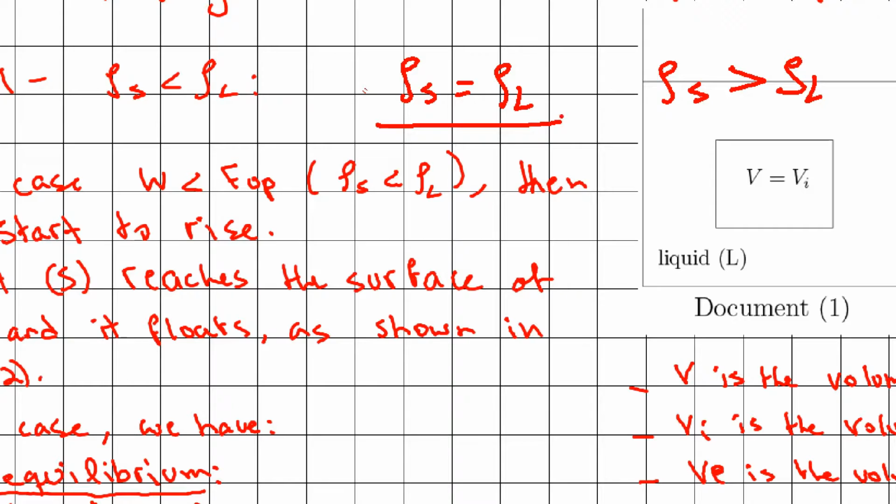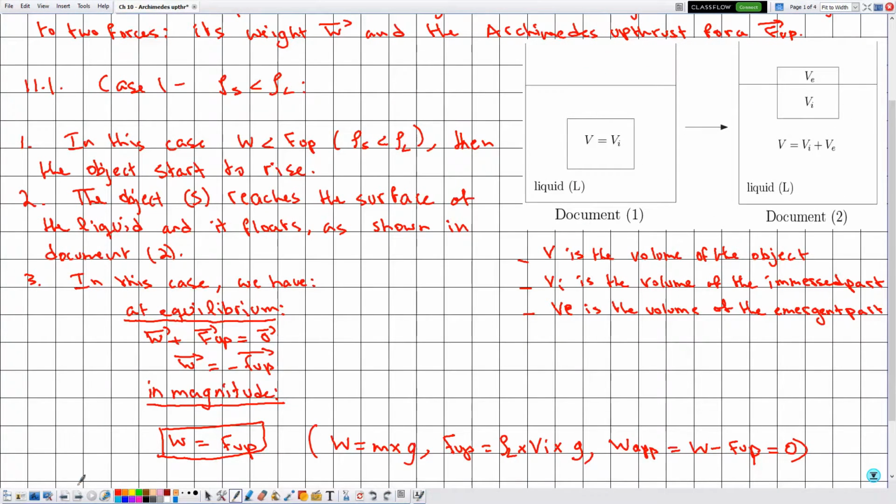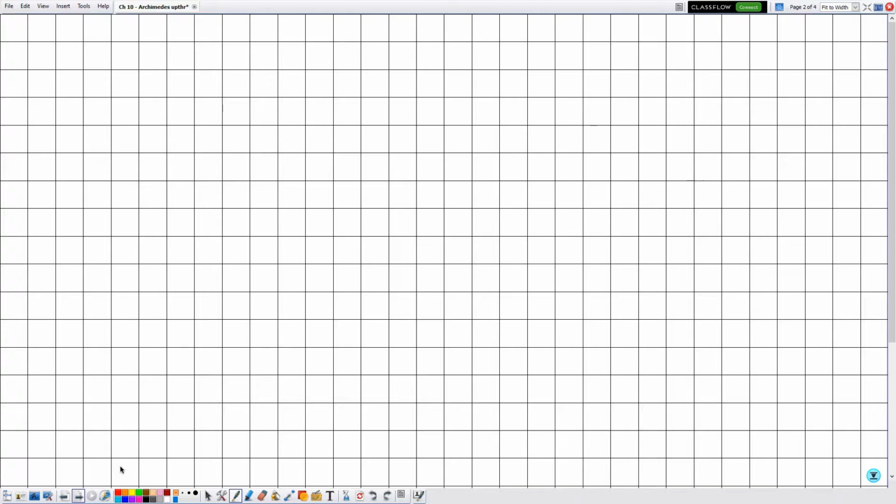So in this case, the solid S will be floating but inside of the liquid, not at the surface, and in this case, the solid will sink to the bottom of the container. So let's discuss them. Then now we are in section 11.2. So we are in case number 2, in which the density of the solid is equal to the density of the liquid.